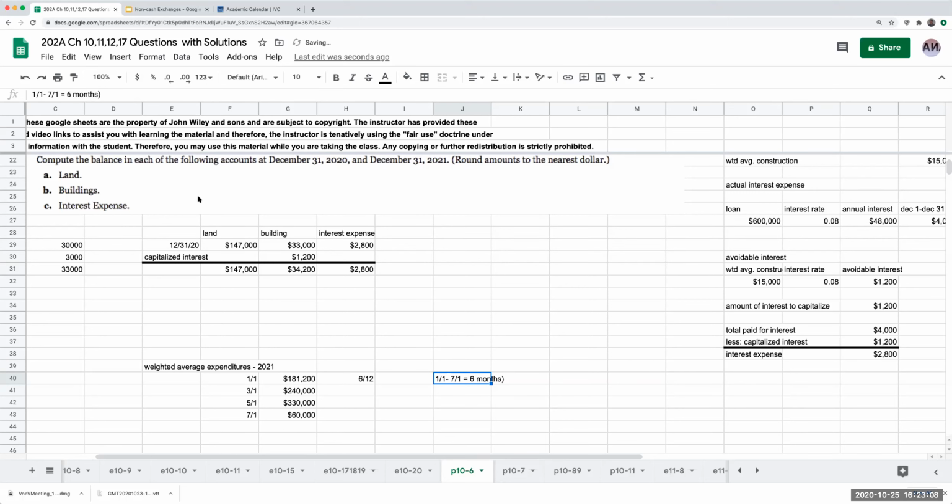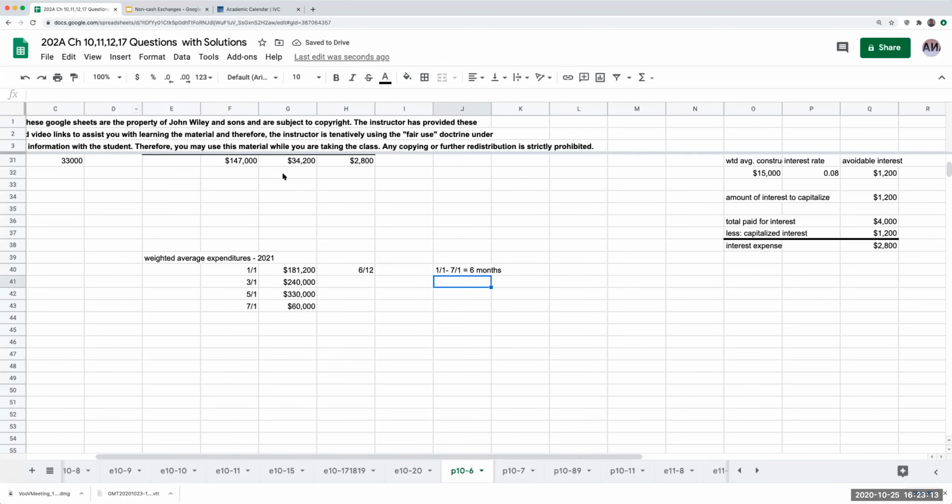Okay, so that completely screwed me up on this question. Right over here, this is going to be 3/1 to 7/1, or March, April, May, June. This is going to be 4 months. This is going to be 5/1 to 7/1, or 2 months. And then this is going to be 7/1 to 7/1, or 0. So I'm going to take this by 4/12ths, I'm going to take this by 2/12ths, and this will be 0/12ths.